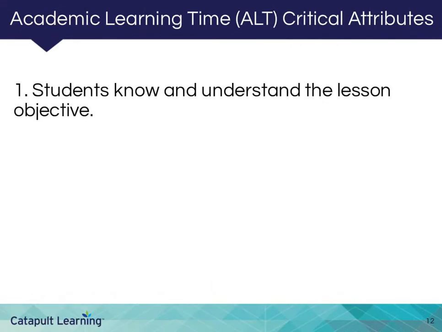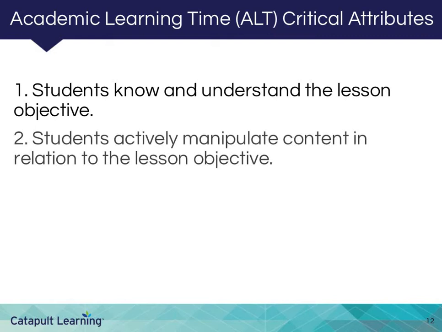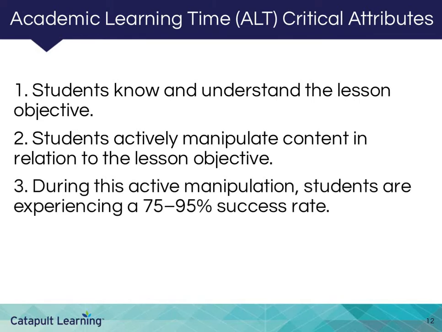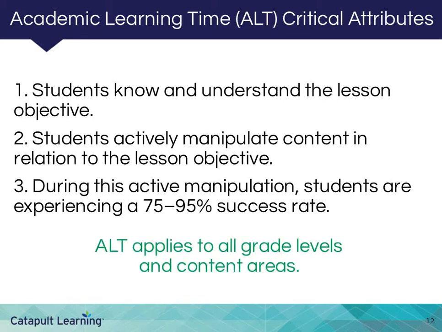We can boil academic learning time down to 3 main components. Students know and understand the lesson objective. Students actively manipulate content in relation to the lesson objective. During this active manipulation, students are experiencing a 75 to 95% success rate. Academic learning time's attributes apply to all grade levels and content areas.